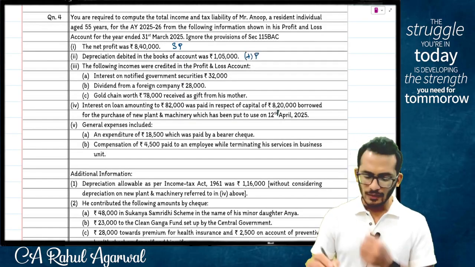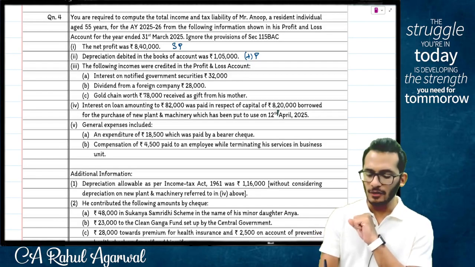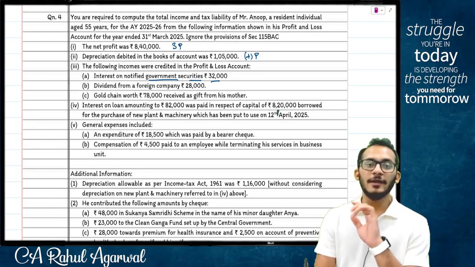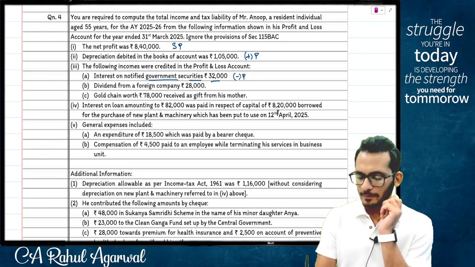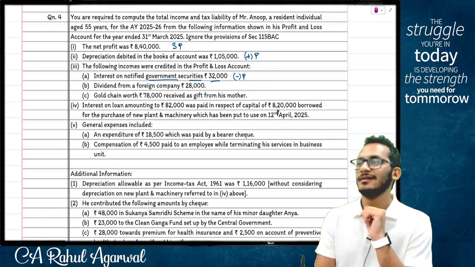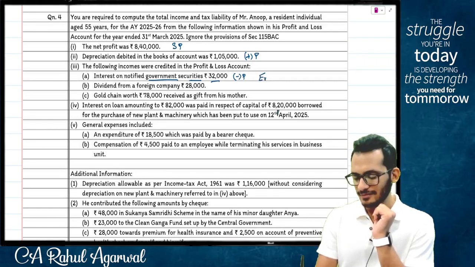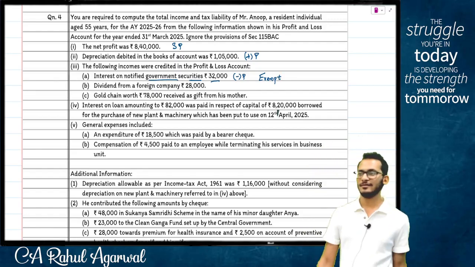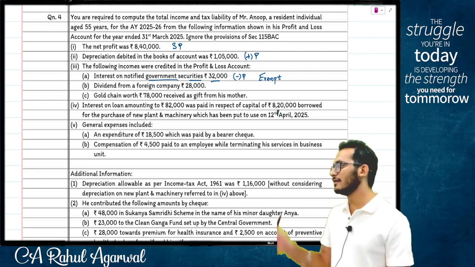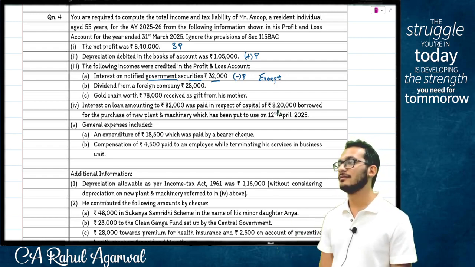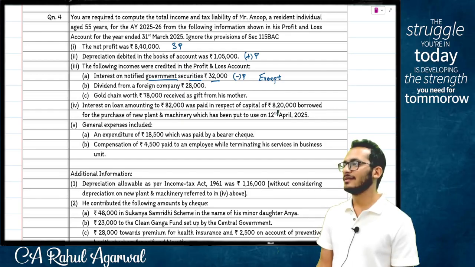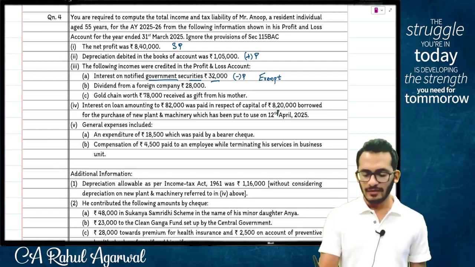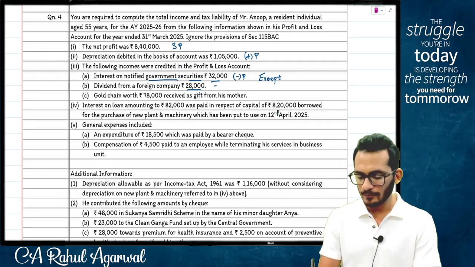Add to PGBP. The following incomes are credited in the P&L account. Interest on notified government securities 32,000. It's there in the P&L, should not be there. Therefore, minus from PGBP and exempt interest. This is an income, and the wording says notified government. What will government notify? That it is exempt. This is exempt from tax. Dividend from foreign company 28,000. Remove from PGBP, take it to other sources.